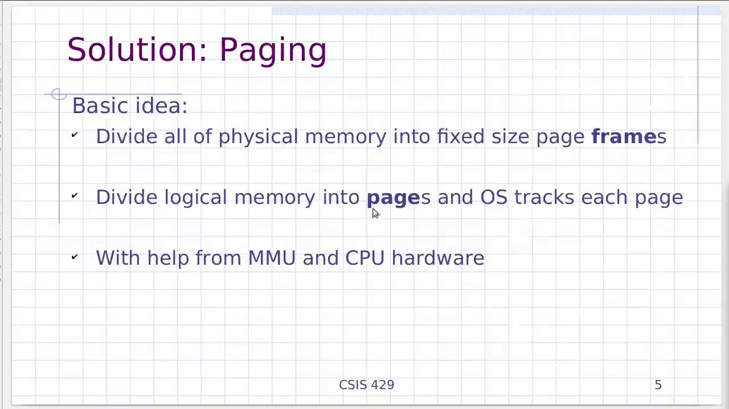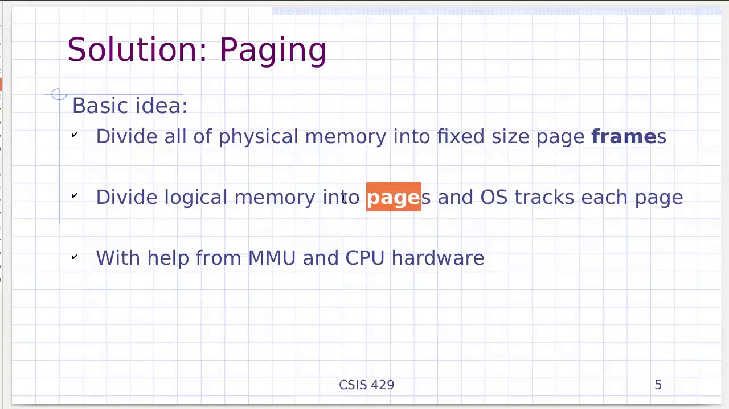The solution to all of this turns out to be paging. So the basic idea is take your physical memory, divide it all up into fixed size chunks called page frames. And then you do a similar thing on the logical side of memory, or virtual memory. Your process address space is split into pages. So it looks like I'm talking about the same thing. It sort of is, but it's not really. Frames refer to physical memory. Pages refer to virtual memory or logical memory. We'll use the term logical memory for now.